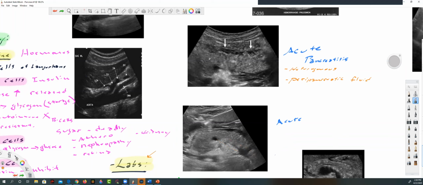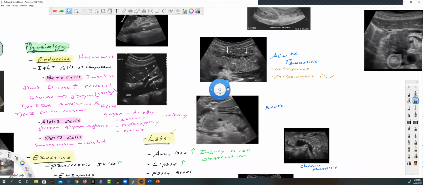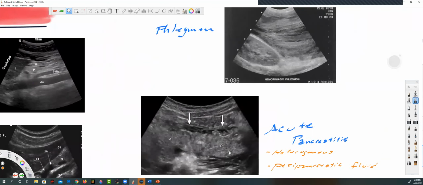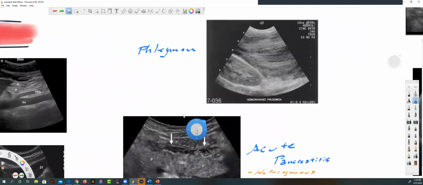A phlegmon is a possibility. I've got a picture of that in a second. And your white blood cell count will go up as well because you're basically inviting infection with all of that damage. White blood cell count, of course, goes up with infection. This is a phlegmon.